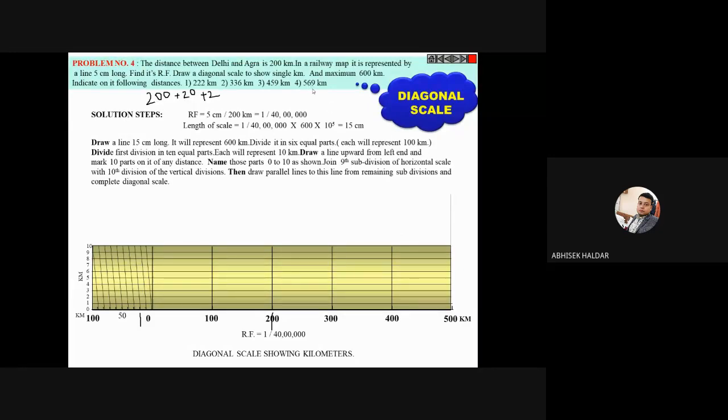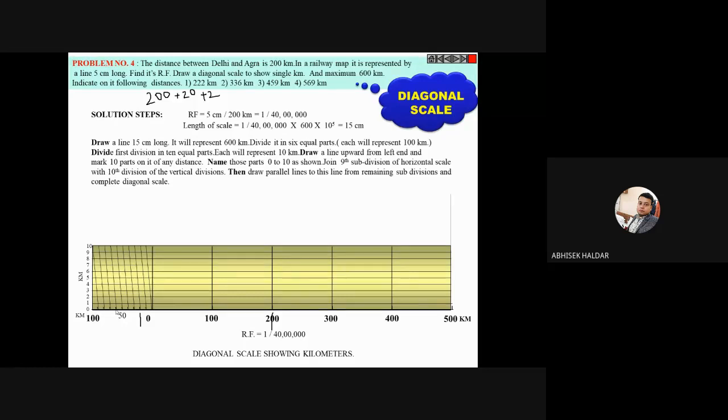Next is my 60. How can I get 60 kilometer? From 0, on the left of zero, I have to go to the left up to the sixth point. That will give me 60, because each of these parts is 10 kilometer. So first, second, third, fourth, fifth, sixth. See my arrow, see my cursor. That is my 60 kilometer.